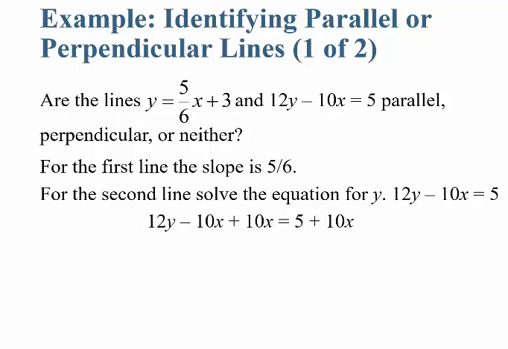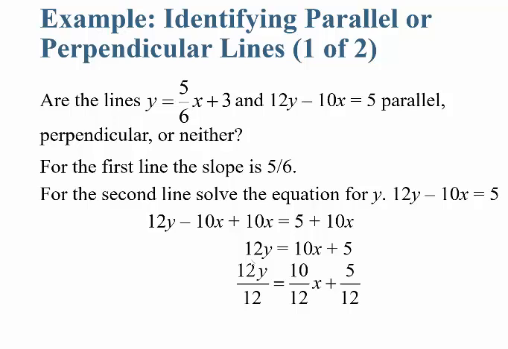So first I'm going to add 10x to each side to cancel this out. So those cancel. You get 12y is equal to 10x plus 5. Next I'm going to divide both sides by 12, so everything by 12. These 12s cancel. The 10 divided by 12 reduces to 5/6, and the 5/12 doesn't simplify at all. So I've taken this equation and transformed it into this equation.